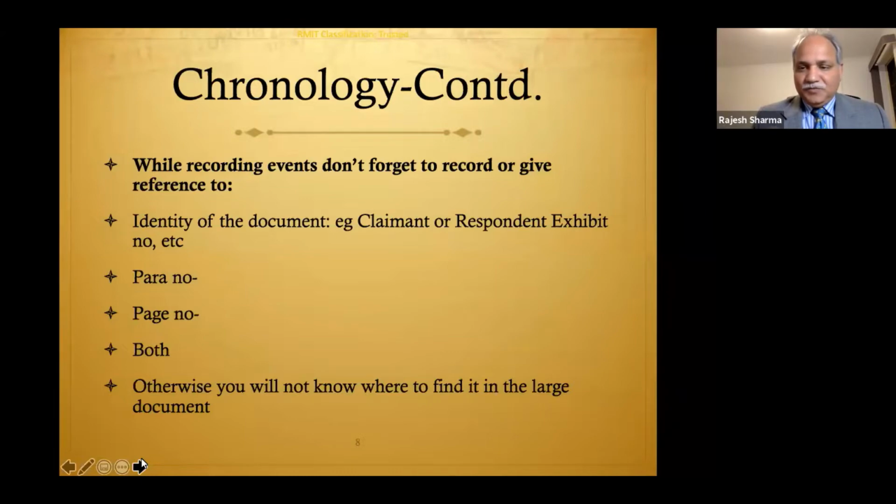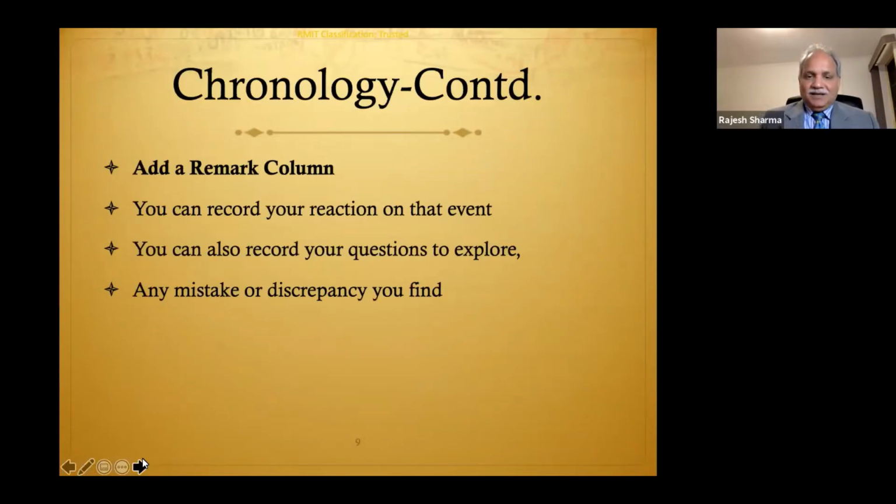So it's very important. If you have a chronology, you have a date, you have a day, you have a document, and then the event, and then the reference of that document, it will be very good for you to look at time and again. Now, here is another suggestion to you.